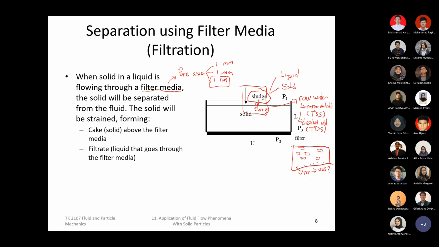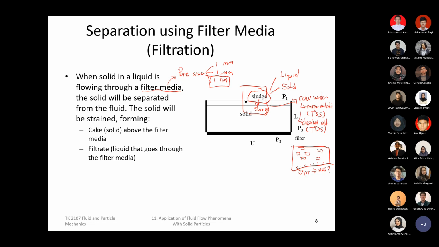Nowadays it becomes smaller and smaller, such as a 1 nanometer particle. Why? Because maybe it has to even act as a disinfectant to remove bacteria or even a virus. So that's why the recent advance of filtration becomes smaller and smaller.